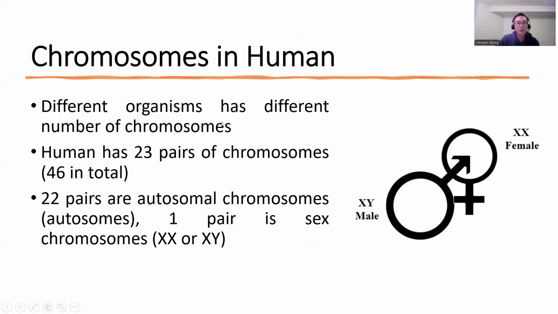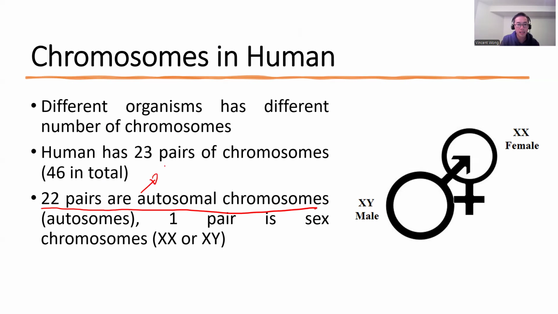So different organisms have different numbers of chromosomes, and humans, of course, have 23 pairs of chromosomes, 23 from each parent, right? 23 from mom, 23 from dad, and that makes up a total of 46 chromosomes. Of the 23 pairs of chromosomes, 22 pairs of them are autosomal chromosomes. Autosomal chromosomes, the short form is autosomes.